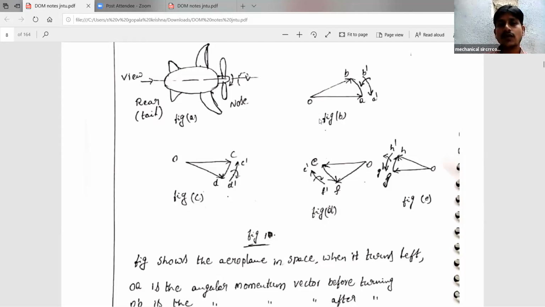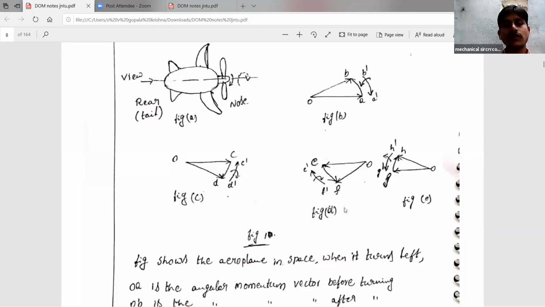All of you observe that OA is considered as the axis of spin of our plane. When the plane turns to the left, it changes its angular momentum to OB. So then it will have some couple, that is the active gyroscopic couple.